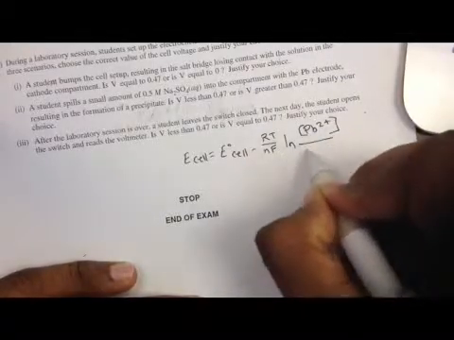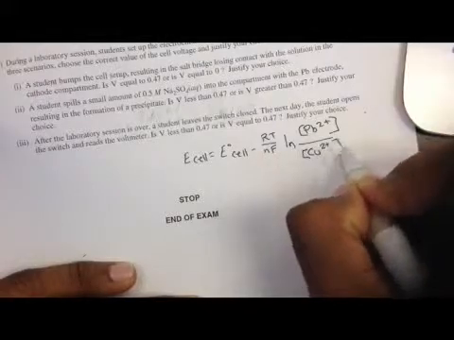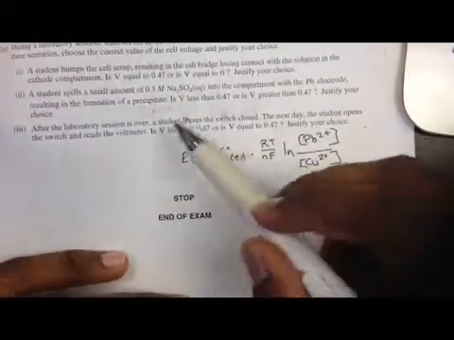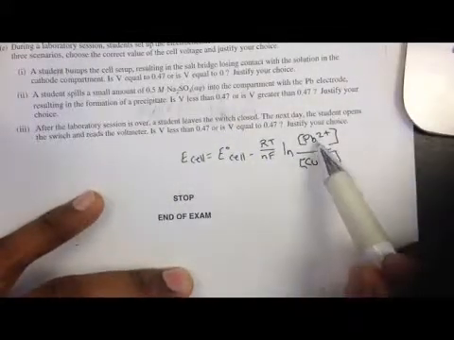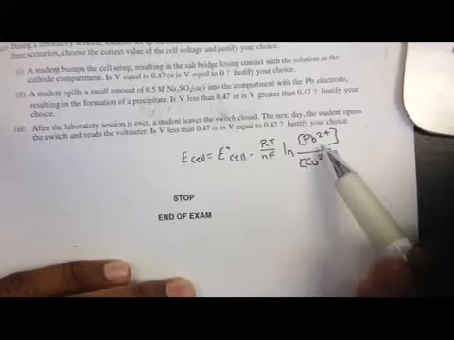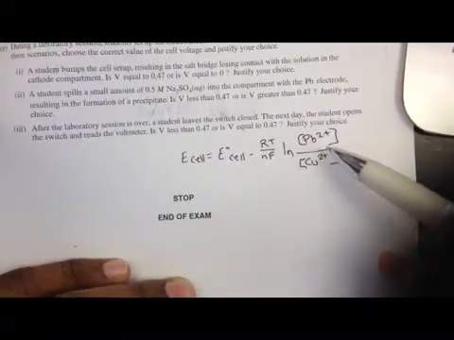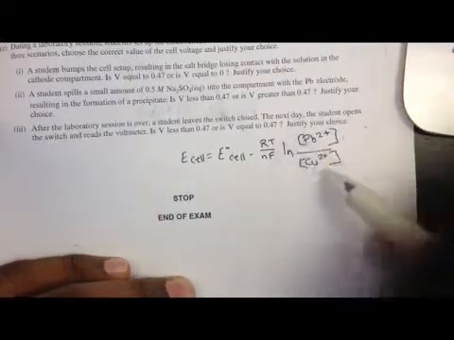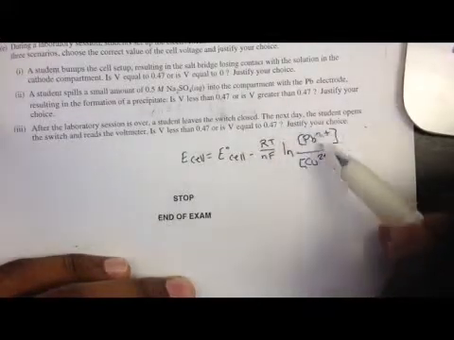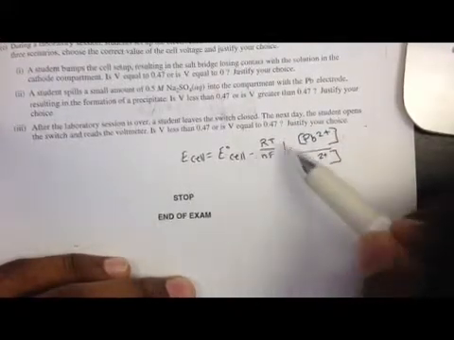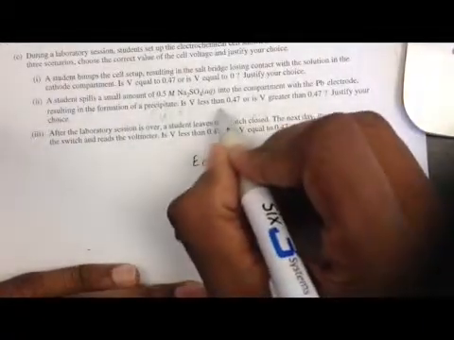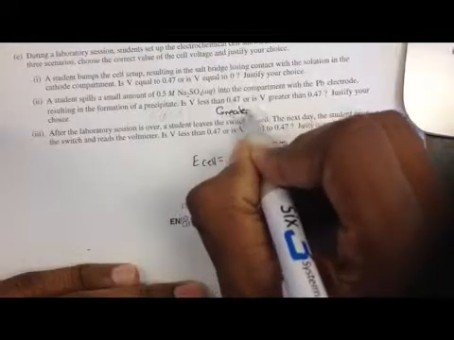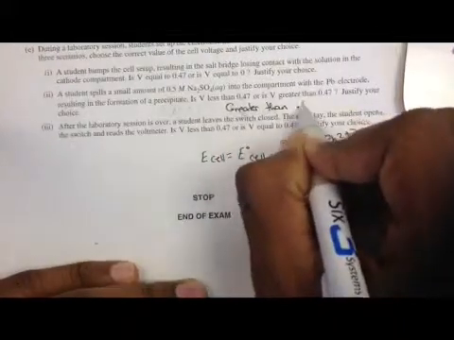Pb2+ over Cu2+. So when he spills the sodium sulfate, the concentration of lead ions would go down, and if the concentration of lead ions goes down, then this number gets smaller, and if we're subtracting a smaller number, the E cell will go up and be greater. So the answer is greater than 0.47.